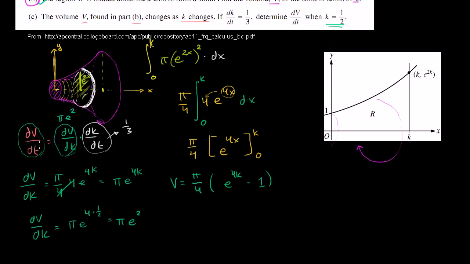And so the derivative of V with respect to t, when k is equal to 1/2 and the derivative of k with respect to t is 1/3, is going to be just pi e squared times 1/3. So let me just rewrite it over here. dV/dt is going to be equal to 1/3 times this, or we could write pi e squared over 3. And we're done.